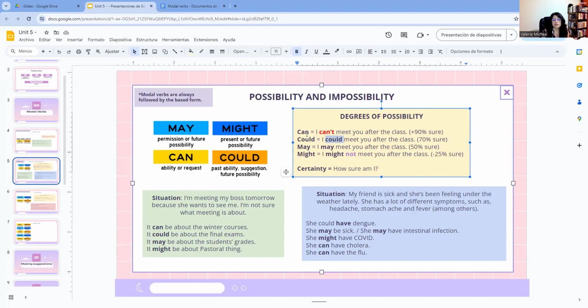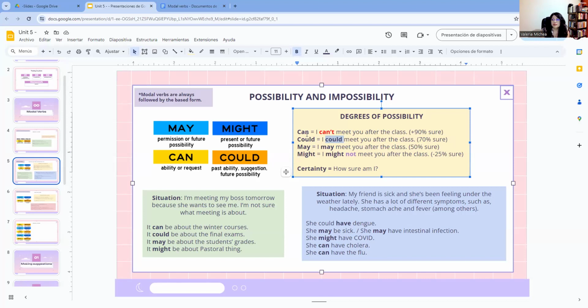So if you are very sure that something may be true, you can use can. For example, my sister is very late. She can be stuck in traffic, for example. I think it's very possible because at this time everybody's going home, so it is possible. Or I'm not so sure, so she could be with some friends. I mean, sometimes she goes out with friends, so it could be.